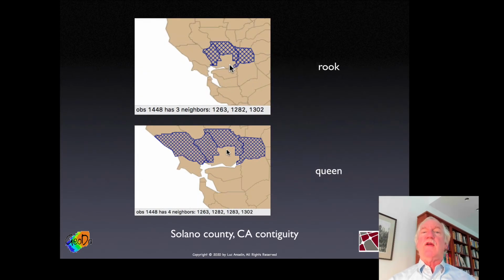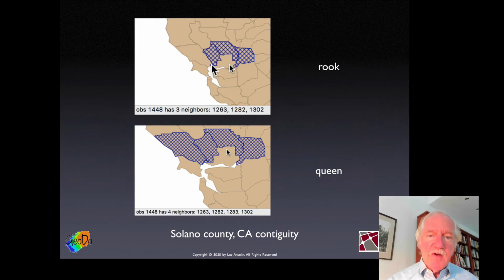What does this look like in reality? Here's Solano County in the Bay Area. We have the rook definition, only the sides. Now, it's actually quite difficult for US counties to find examples where there's a difference between rook and queen contiguity. Oftentimes, this has to do with the precision of the GIS.